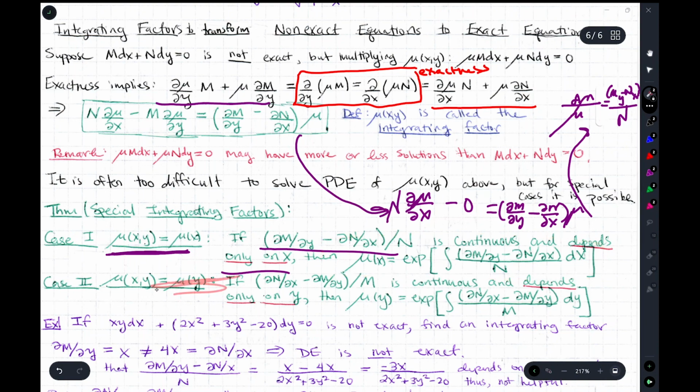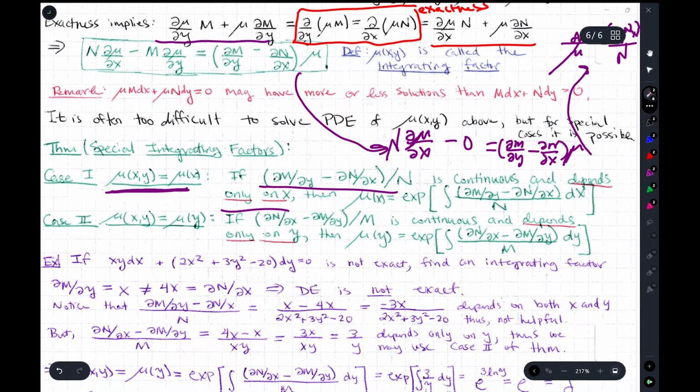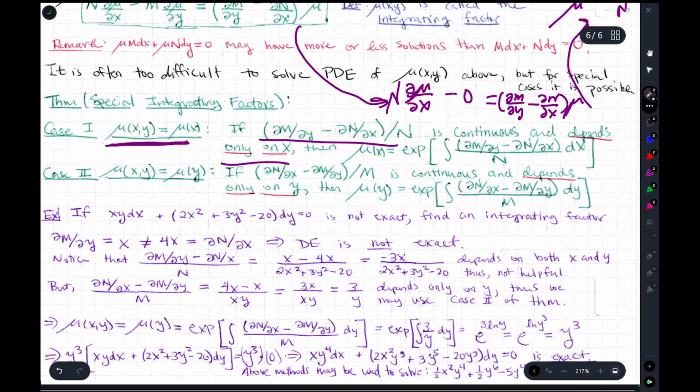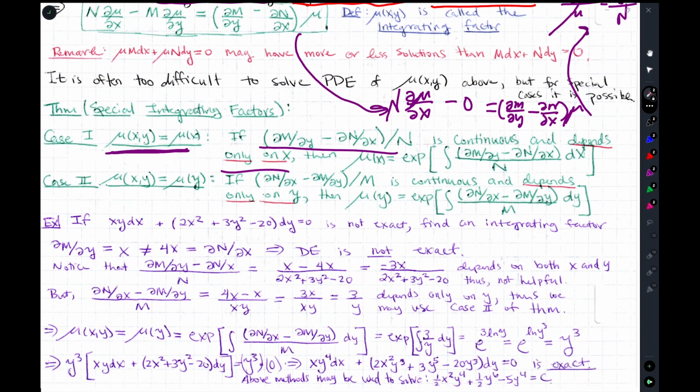Case 2 is if it only depends on y. In this case, if it depends on y, this wouldn't be 0, but this would be 0. Okay, and you do a similar thing, and you'll have that this is continuous and depends only on y, and you'll find your mu(y) this way. Now, did we cover that general case of mu depending on both x and y? No, but that's all right. If this works for one of these cases, then we made our problem easier.